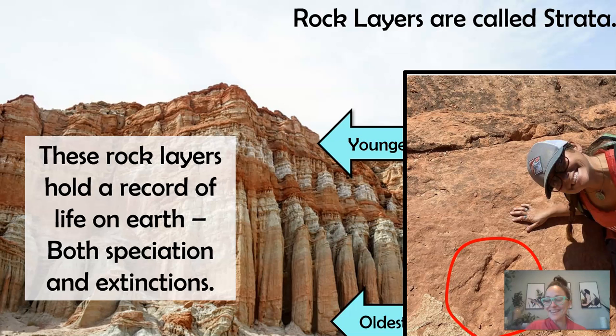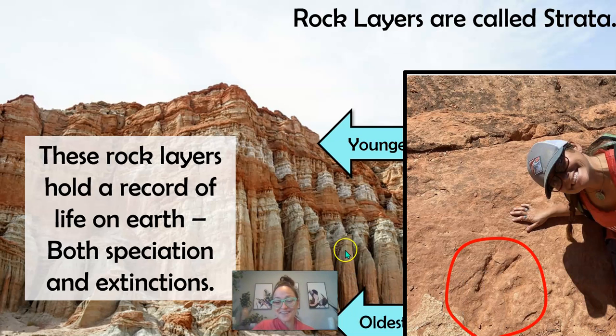So, here's a picture of me. Like I mentioned, I love the fossil record and rock layers. And so here is a picture of me in Utah. This is an imprint of a dinosaur footprint in some rock.